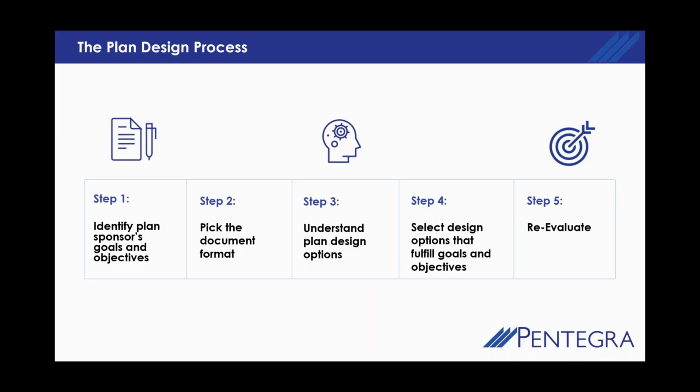All right, so let's talk about how we start to actually put that to work and design a plan for someone. In simple steps, first we want to identify what that business owner's goals and objectives are. That's a conversation about what their objectives are. We will then design a plan around those objectives, then pick a document format that we'll use to implement that plan.